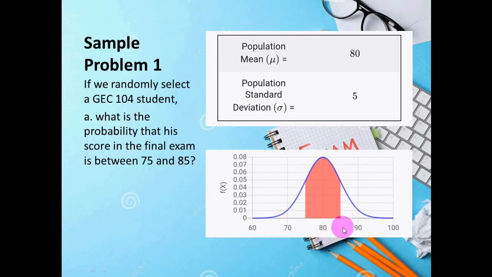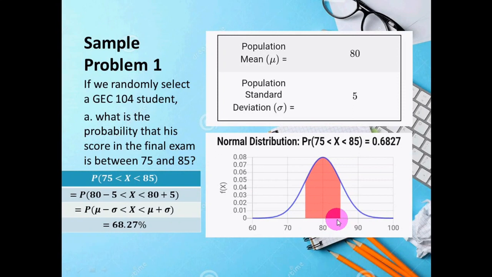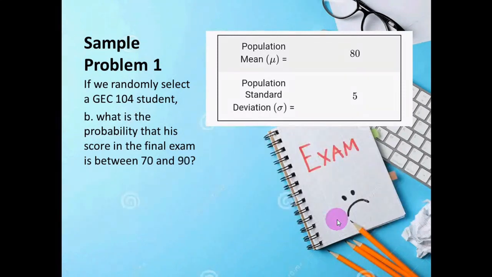So, by empirical rule, the probability that the score of a randomly selected JEC 104 student falls between 75 and 85, or falls within 1 standard deviation away from the mean, is 68.27%, or that is 0.6827. Another question, what is the probability that his score in the final exam is between 70 and 90?